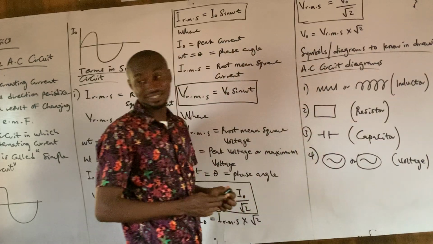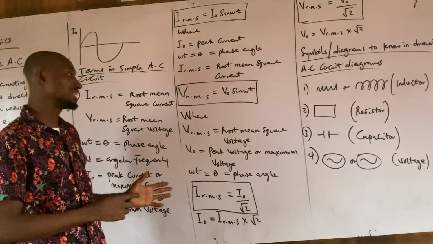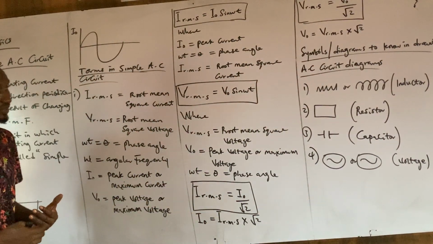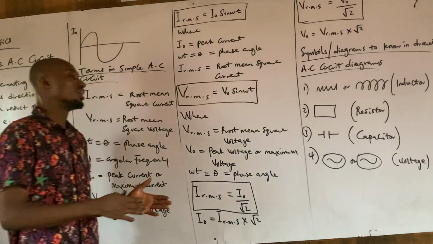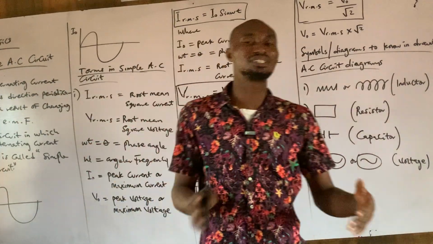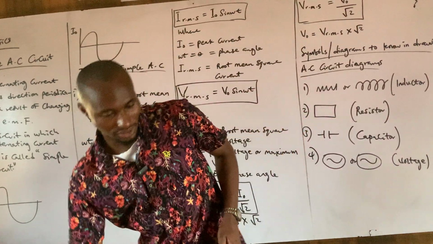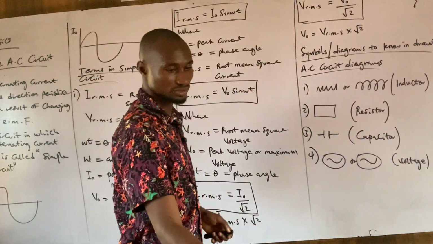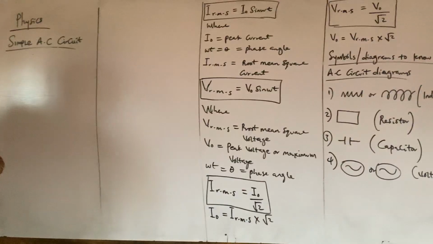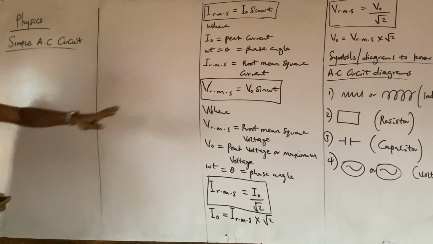Because you're going to encounter these things in your diagram, so that when they ask you to draw or find an AC circuit containing resistance only, you know how to follow it. So now we've known these symbols.